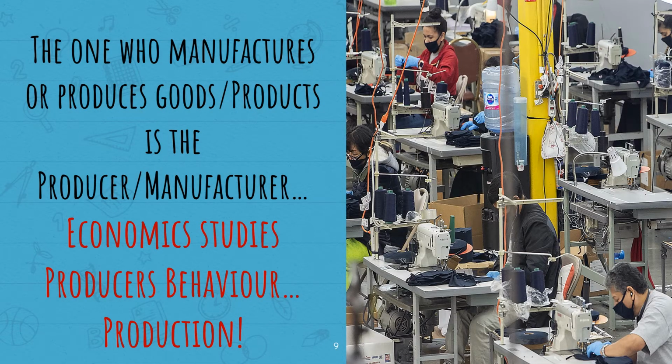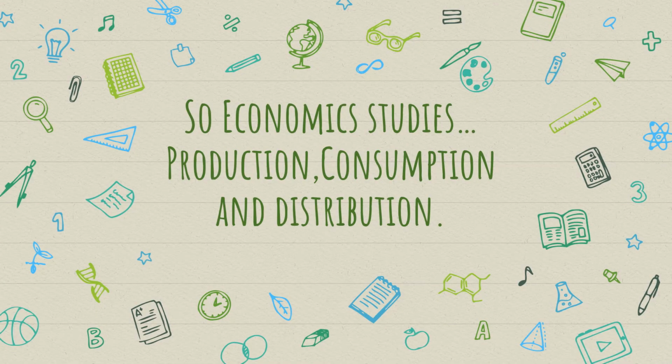The one who produces or manufactures goods, products, or output is the producer or manufacturer. You can see some production activity happening here. So economics studies production and thereby also studies producer behavior. In summation, we see economics studies production, consumption, and distribution.